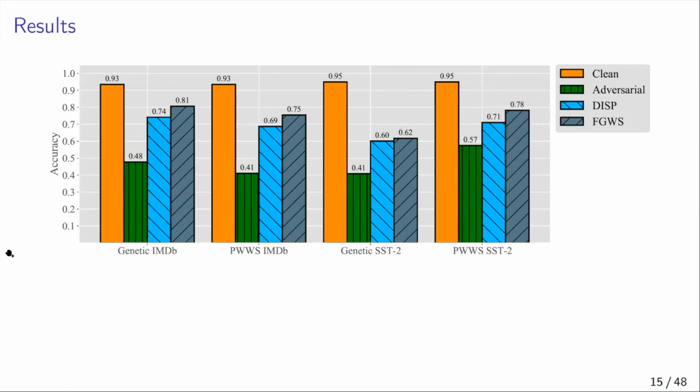Okay, looking at some results. The main metric that we are interested in here is the accuracy of a model on the original, so the unperturbed, and the adversarially perturbed sequences.